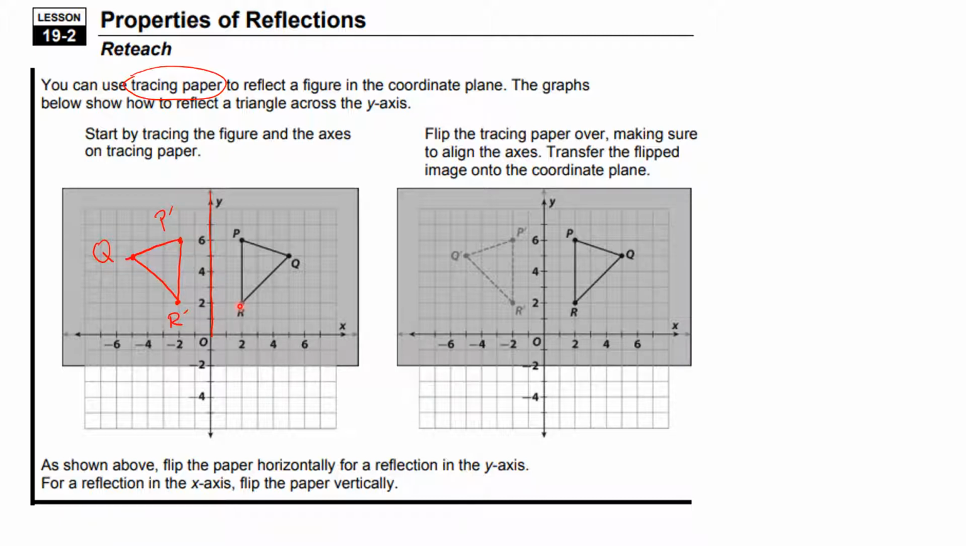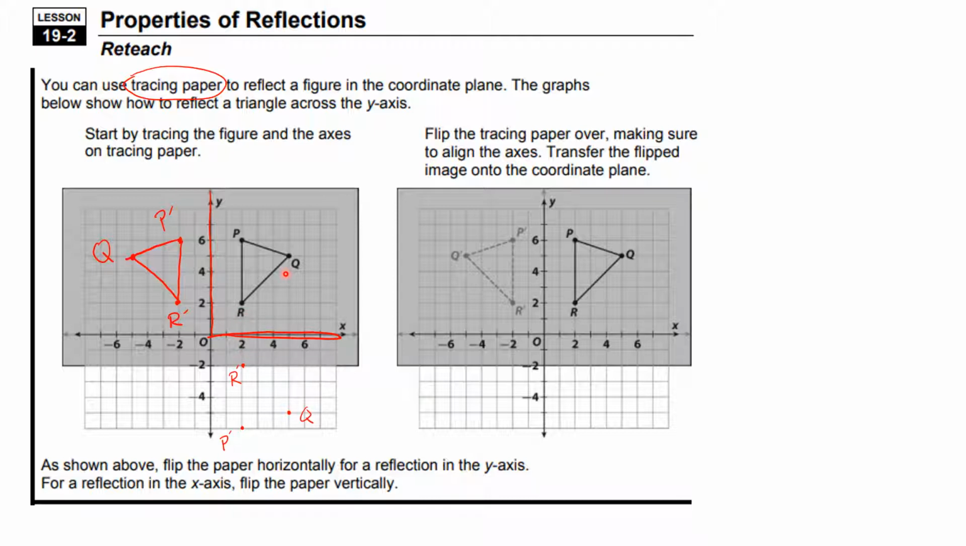If I were to reflect this on the x-axis, it would look like this. I have R, and I would count to the other side. So R prime is there. P prime would be right here, and Q prime is right here. If I reflect it on the x-axis, which is this line here, I count 1, 2 to the line, so I count 1, 2 to the other side, and that's the reflection.